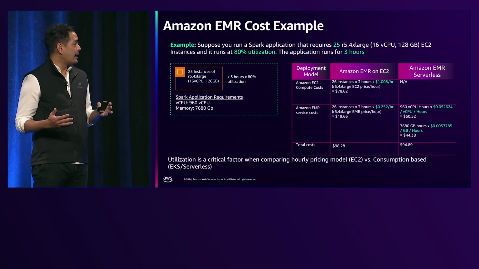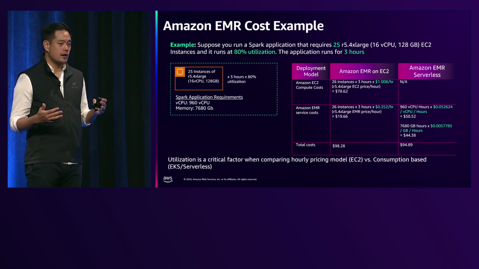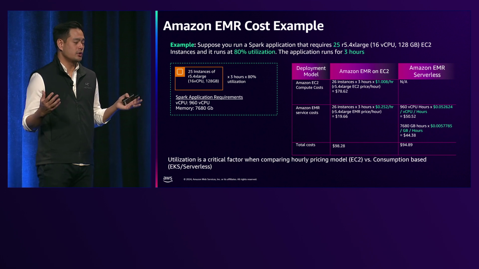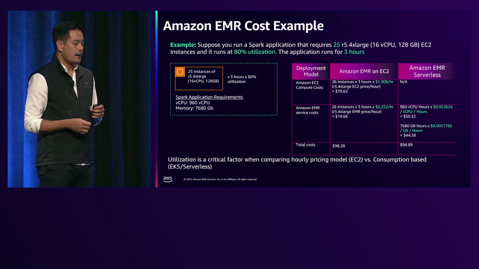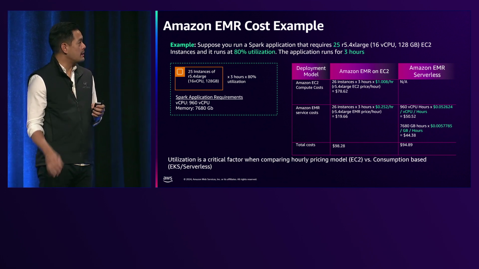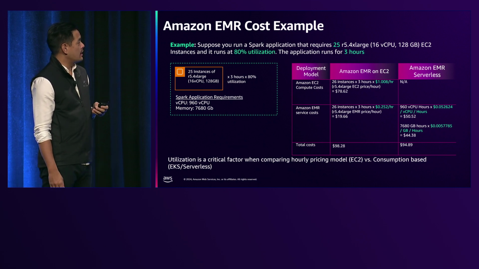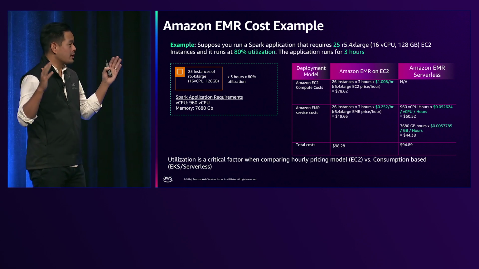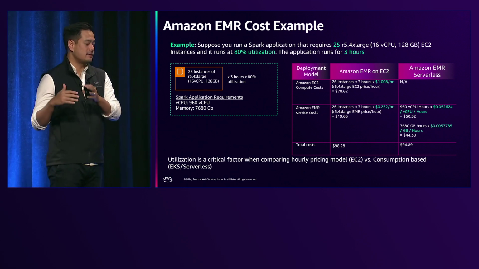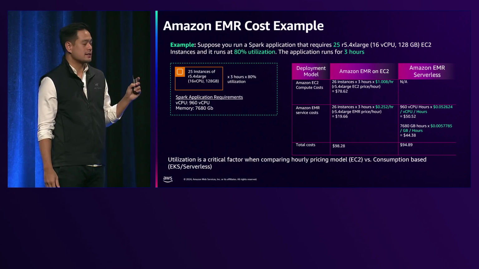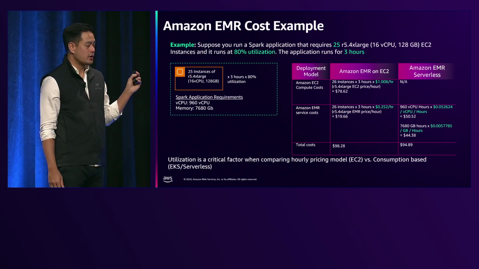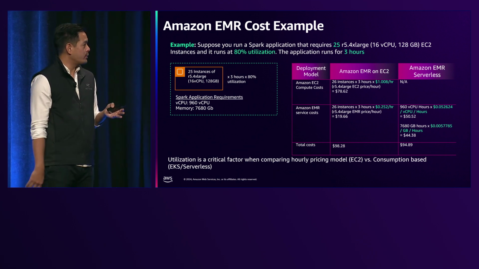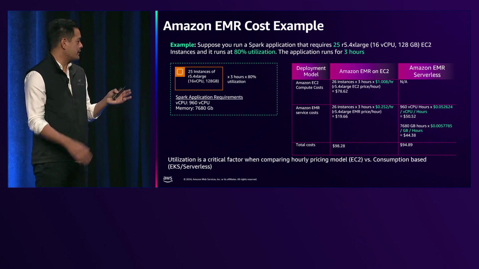On the serverless side, again, there's no EC2 costs because everything runs in their own account. For the service costs, you have to look at the total usage that your application is using from a vCPU perspective and memory perspective. In this case, we said 80% utilization for 3 hours. So if you take that total cluster capacity, multiply it by 80%, and then 3 hours, you get around 960 vCPU-hours and 7,600 gigabyte-hours of memory. If you plug that into the hourly rate for vCPU and memory, you get around $95.